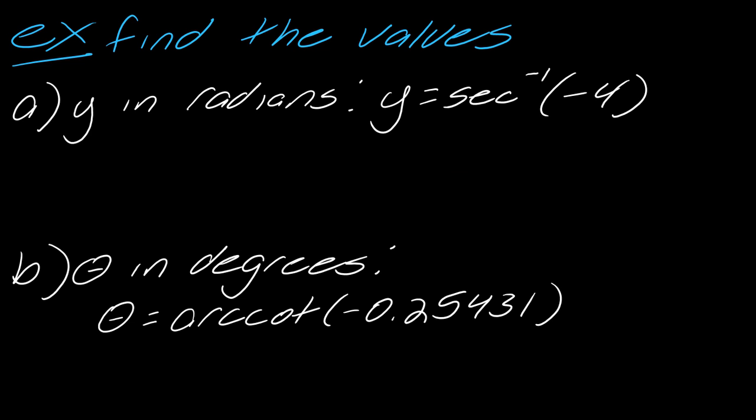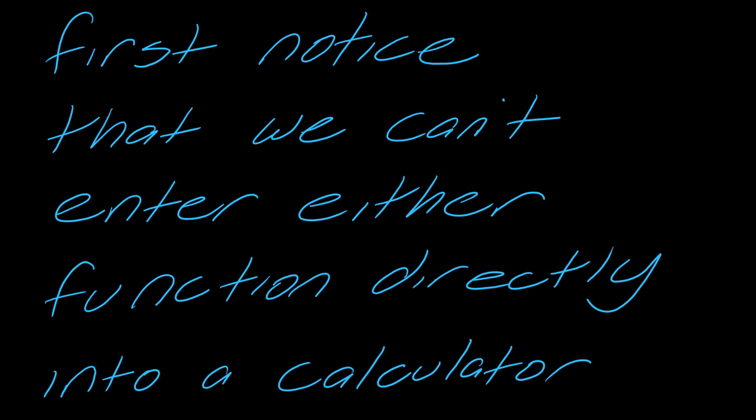So if you look at this first set of problems, I just want to point out, one is telling us to use radians, the other is using degrees. Okay, so let's look at these problems. I've got y equals inverse secant of -4 and then arc cotangent of negative 2.25431. All right, so first notice that we can't enter either function directly into a calculator.